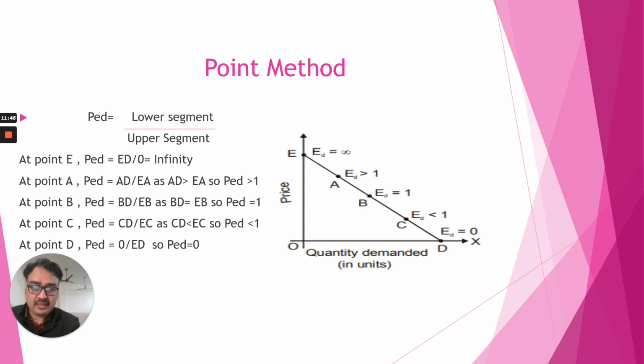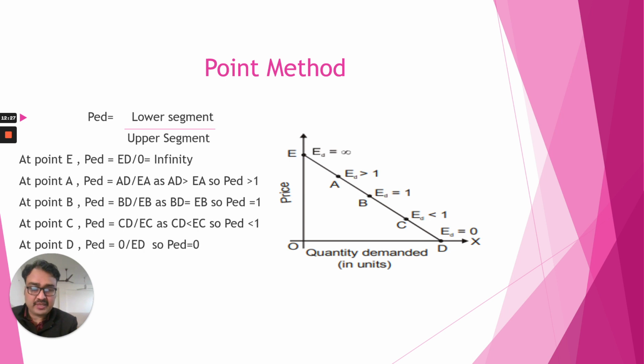At point A, price elasticity of demand is equal to AD divided by EA. As AD is more than EA, so the price elasticity of demand will be greater than 1. B point बिल्कुल मिडल में है, तो B point पर price elasticity की value that is equal to BD divided by EB. As this point lies in the middle, so BD and EB are equal, elasticity of demand will be equal to 1. At point C, price elasticity is equal to lower segment CD, upper segment EC. As CD is less than EC, so the price elasticity is less than 1.